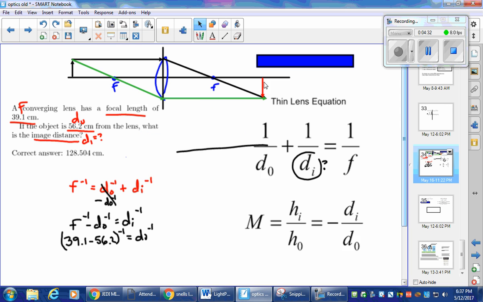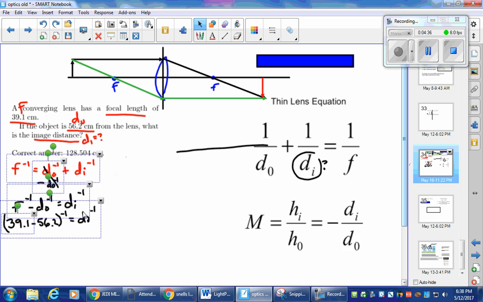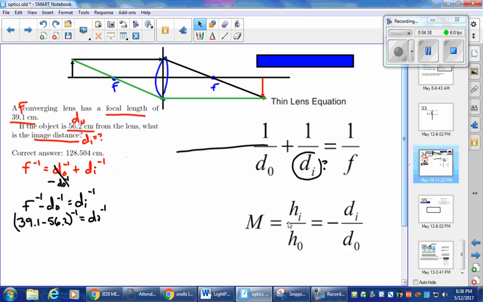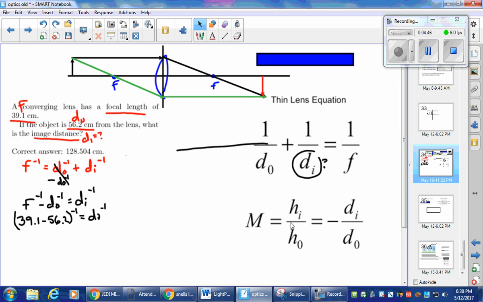But how do I know if it was actually right side up or upside down? That's when the magnification equation comes into play. Okay, so here's our magnification. It's hi/ho equals di/do, hi ho, di do. It's like the Seven Dwarfs song, right? So this is basically just a proportion, right?